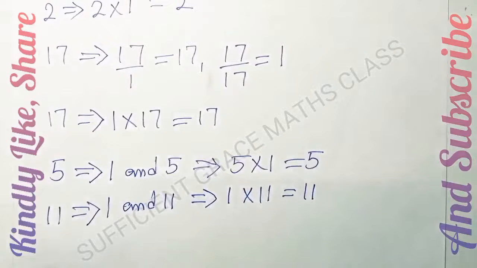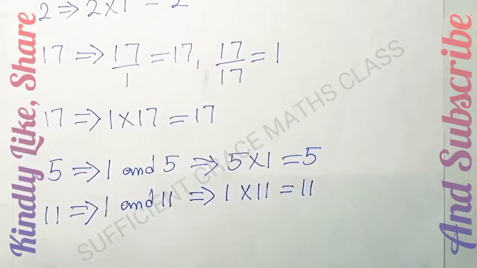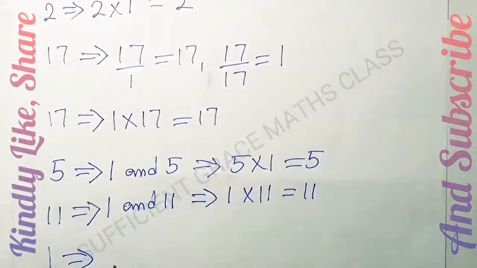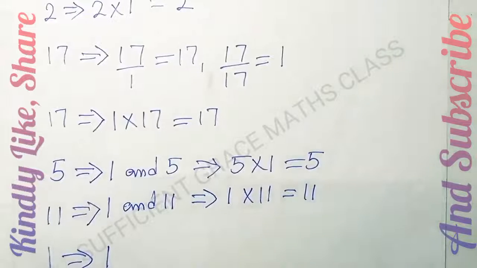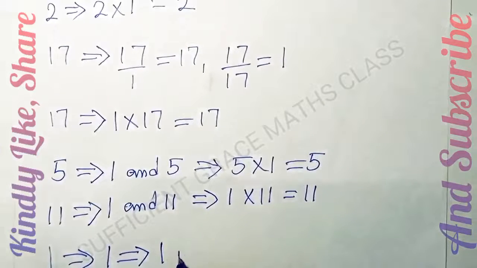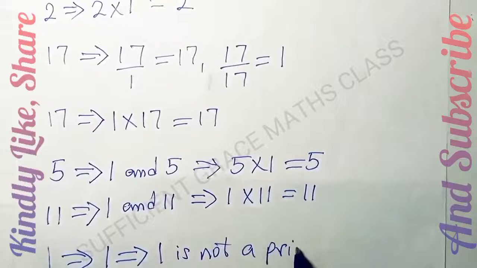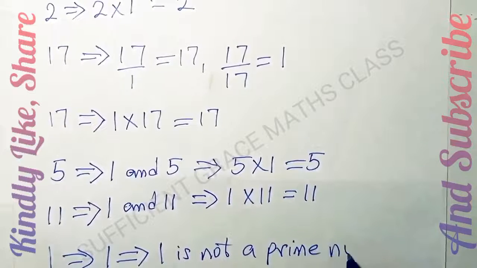Another thing I want to bring to your notice is that 1 cannot be a prime number. 1 is not a prime number. And the reason being that 1 has only 1 factor, which is 1. It has no 2 factors. And for that reason, 1 is not a prime number.